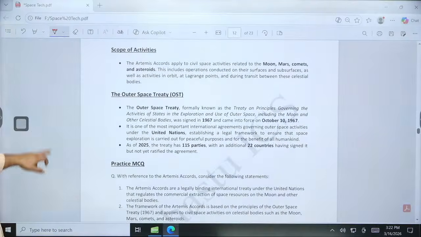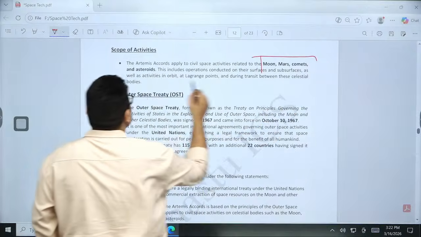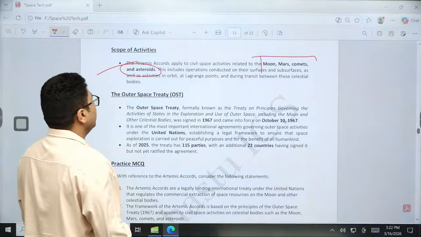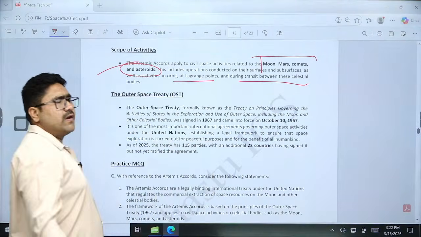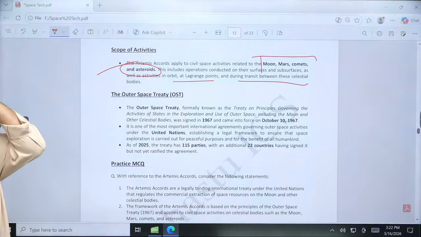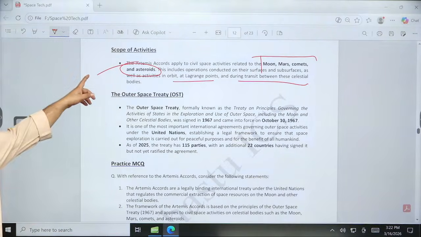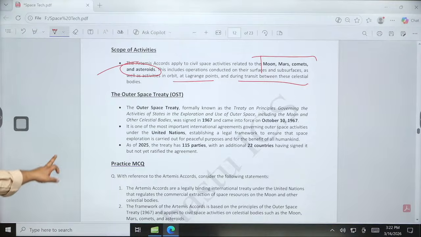What are the different activities? The civil space activities related to Moon, Mars, comets and asteroids are studied in case of Artemis Accords for civilian purposes only. They can be placed at Lagrange points or any other position where the Earth can be used by humans for violence. So instead of violence, Artemis Accords promotes the peaceful activities of space.